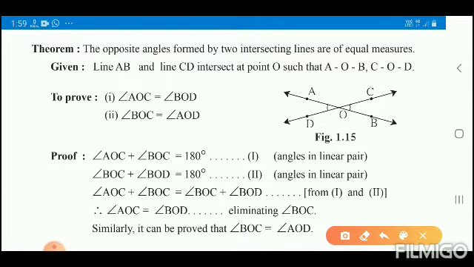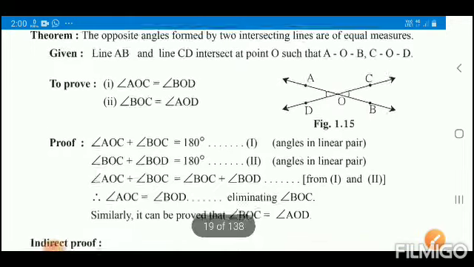One more pair of angles is there, that is angle BOC and angle AOD. If you see, these are the vertical opposite angles. Okay, now this is the thing to prove. Now we will see the proof of this statement.